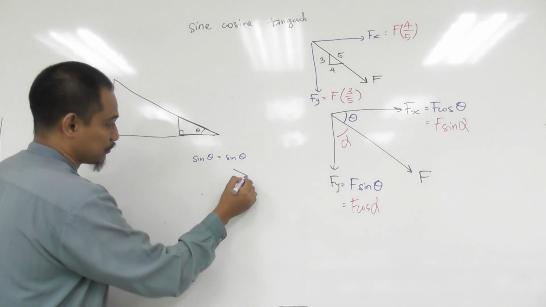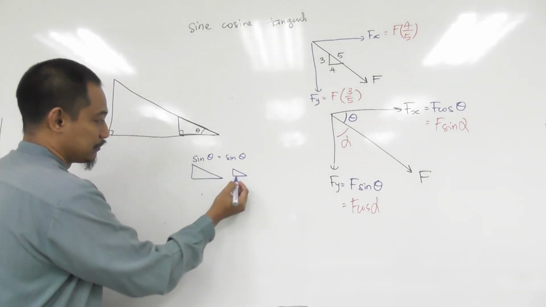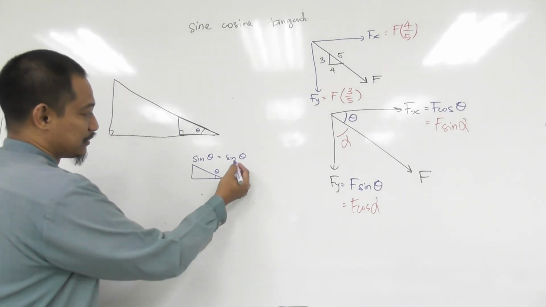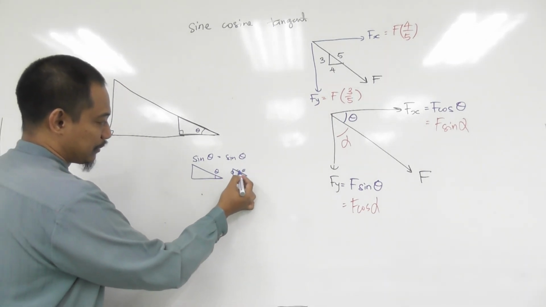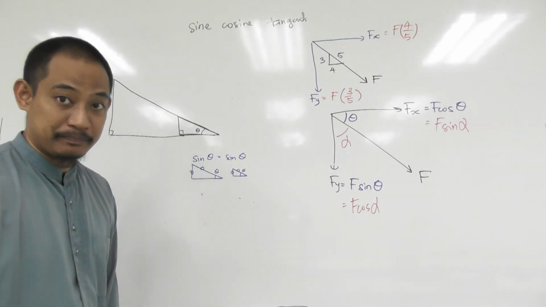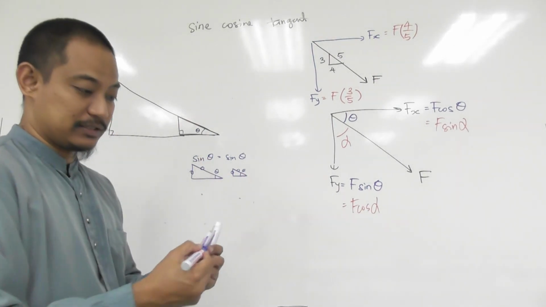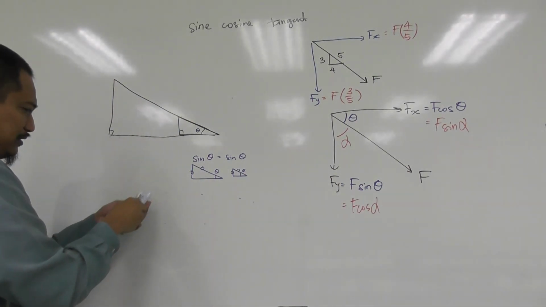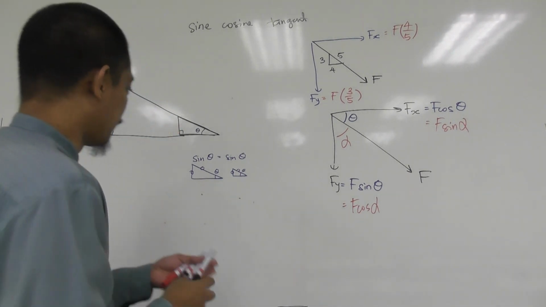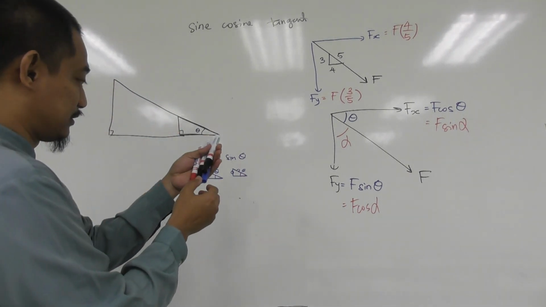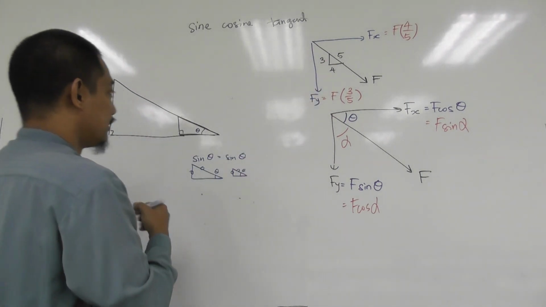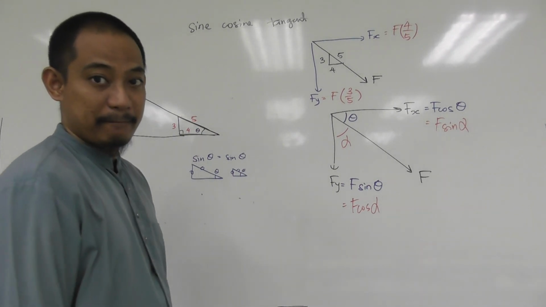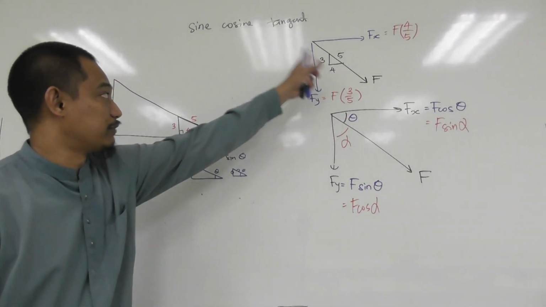Even if it is for the small triangle or the bigger triangle, because this is still theta, this is still theta. What this means is this ratio, sine is opposite over hypotenuse, will be the same. Meaning the ratio of all of this will be the same. For example, in this case, the small triangle is 3, 4, 5. 3, 4, 5.